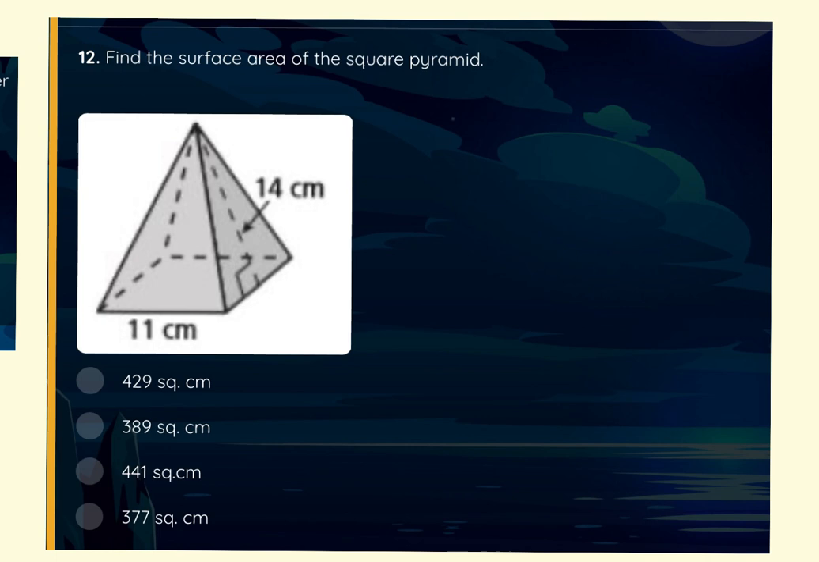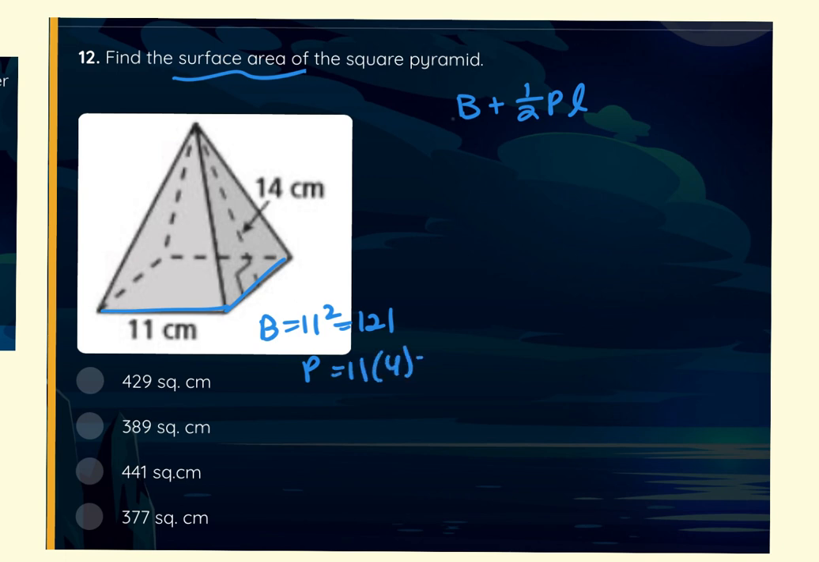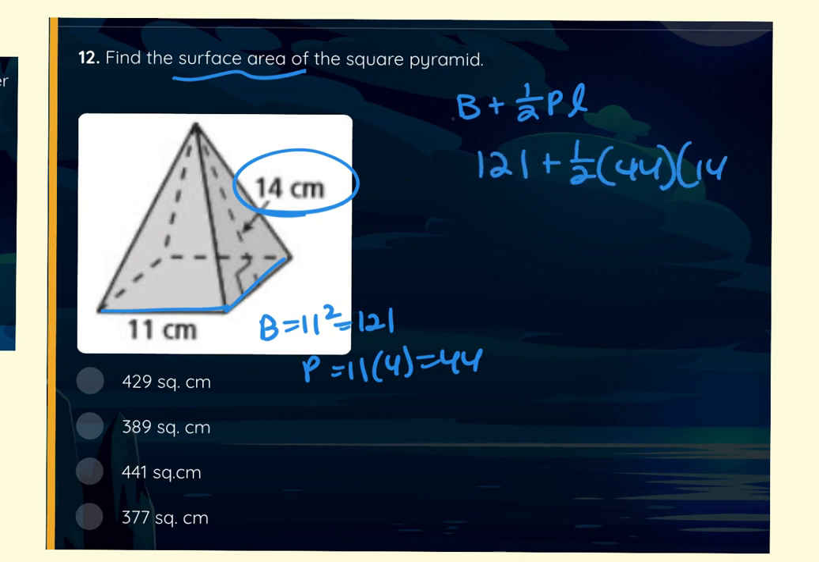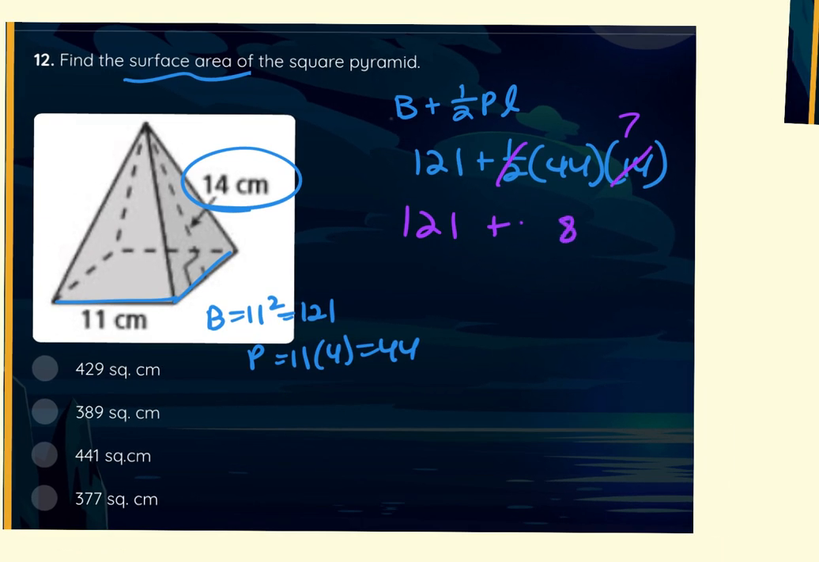12 said find the surface area of the square pyramid. So for surface area of a pyramid, it would be the base area plus the lateral area, or 1/2 the perimeter times the slant height. The base here is a square, so the base would be 11 squared, or 121. The perimeter would be 11 times 4, or 44. And then the slant height's given as 14. So it'd be 121 plus 1/2 the perimeter, which is 44, times the slant height, which is 14. You can do 1/2 of 14, or you can do 1/2 of 44. It doesn't matter there. This would be 308. And then we'll add that to the 121, and you get 429.